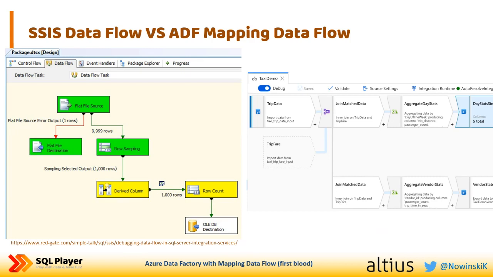Firstly, the whole code is kept behind the scenes in JSON format, and secondly, the JSON does not keep information about the position of all those components, all those activities. It knows the dependencies between them, but not a particular position, which is good from the code perspective when looking at changes. So that's a small digression about how SSIS and Azure Data Factory mapping data flow code works behind the scenes, and how the files are organized.